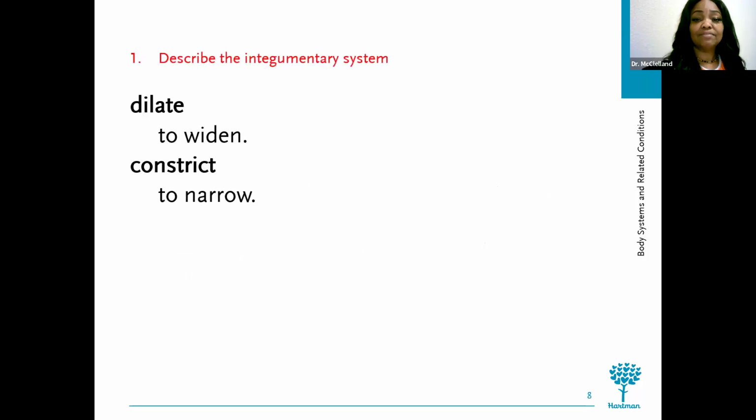Dilate, for eyes or anything that's being dilated, means it gets wider. If it's constricting, it's getting smaller. Okay, dilate means get bigger, constrict means to get smaller.